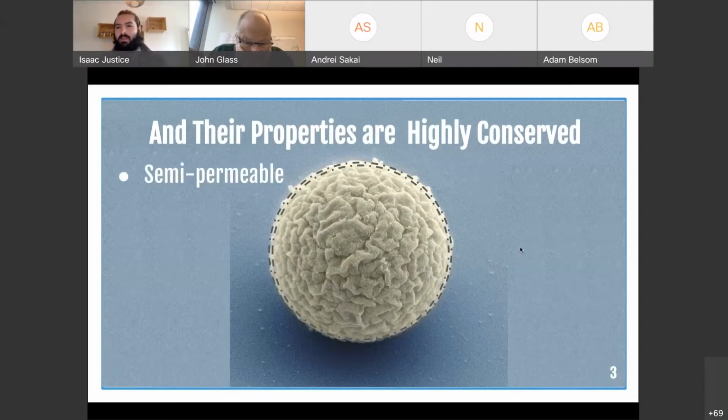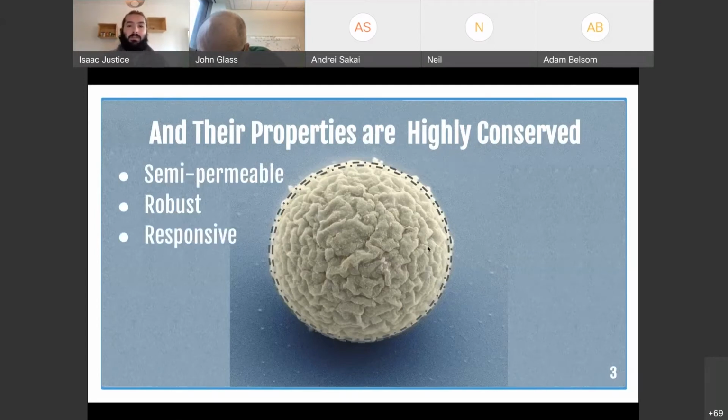Cell membranes have to be semi-permeable. They have to allow in some molecules and allow out some molecules, but they have to be selective in which they allow in and out. They have to be robust. Cell membranes are the interface between the internals of the cell and an outside environment which can be harsh or toxic. Cell membranes have to be responsive. The outside environment is always changing, and the membrane has to respond to those changes to keep the internals of the cell working as they should.